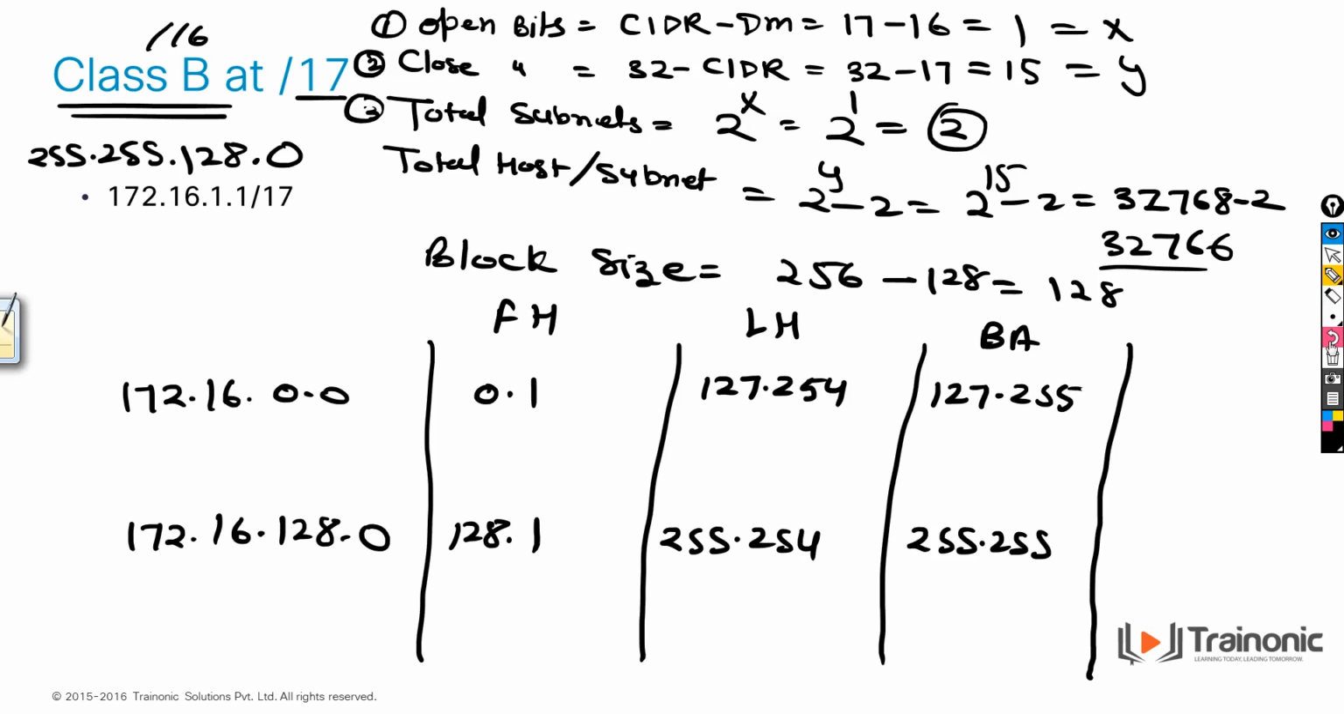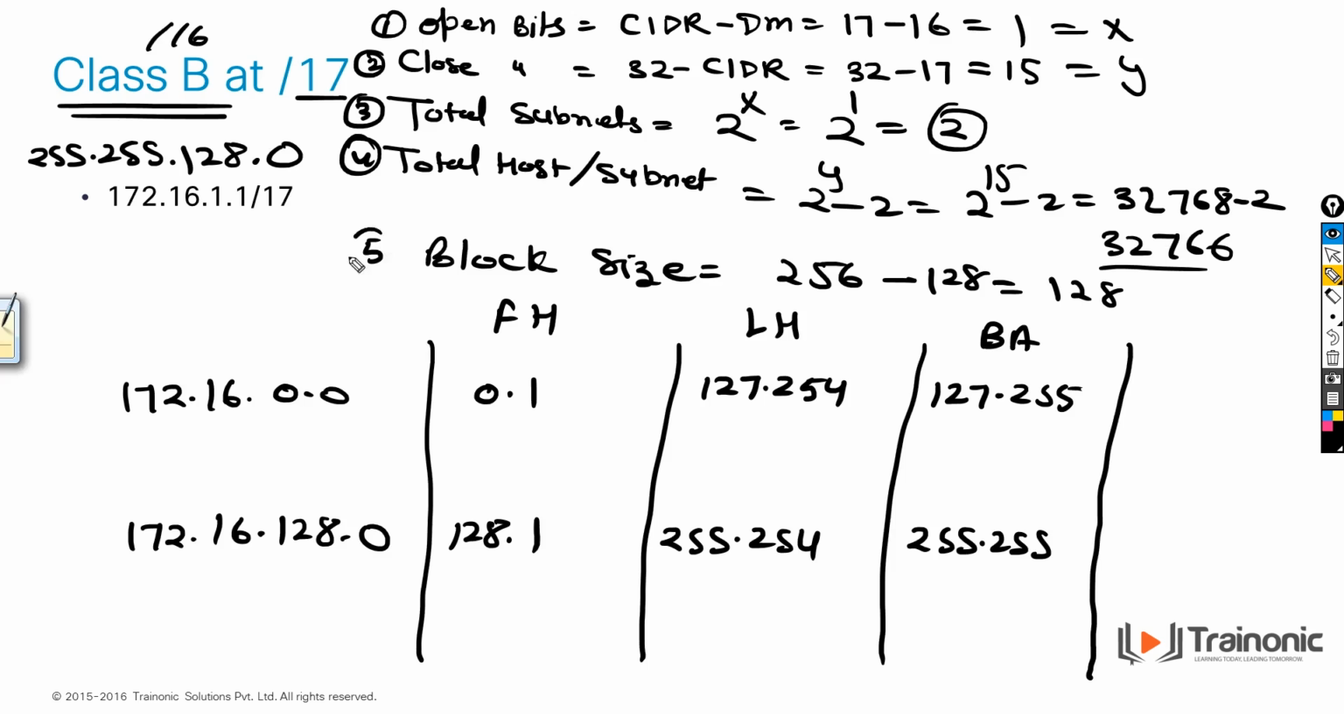Then we will get the total subnets, 2 raised to X, 2 raised to 1, so we get 2 subnets. Next is total hosts per subnet, 2 raised to Y minus 2. The Y value is 15, so 2 raised to 15 minus 2, 32768 minus 2, 32766. This is the valid host range per subnet.